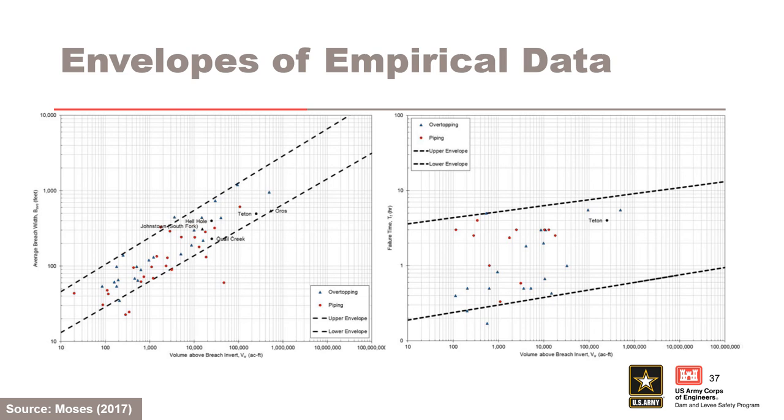These envelopes of empirical data are shown on this slide. On the left, breach average width as a function of volume above the breach, considering the Zhu and Zhang 2009 data set, is shown. And on the right, the breach formation time as a function of volume above the breach, considering the Zhu and Zhang 2009 data set, is shown.